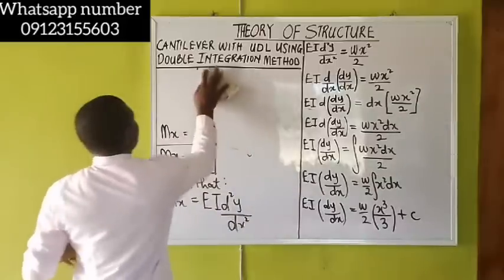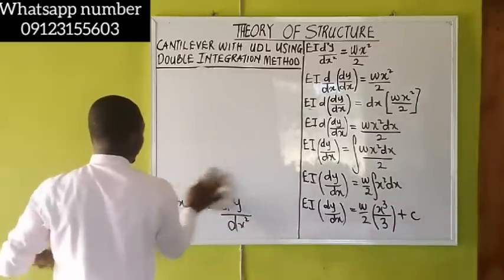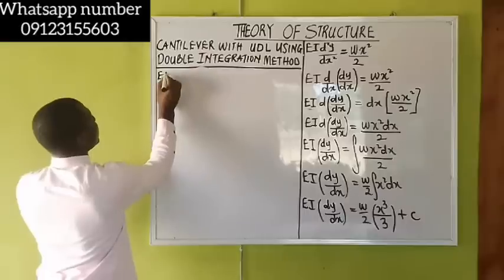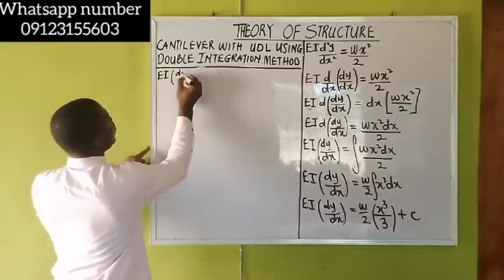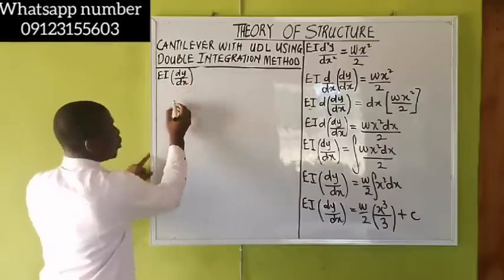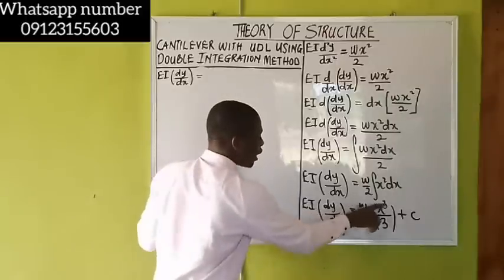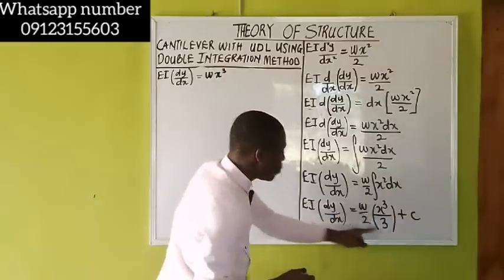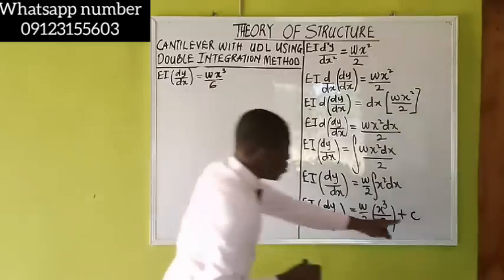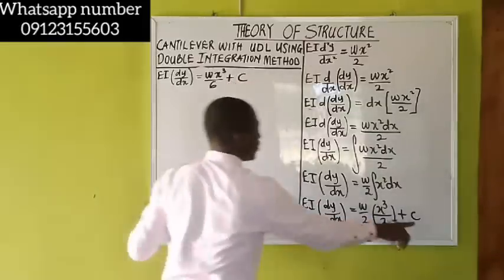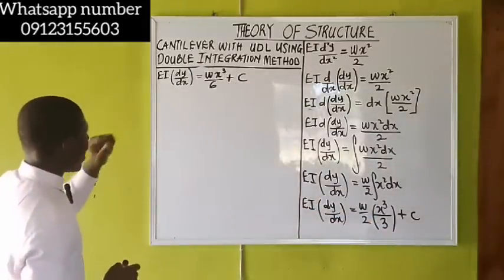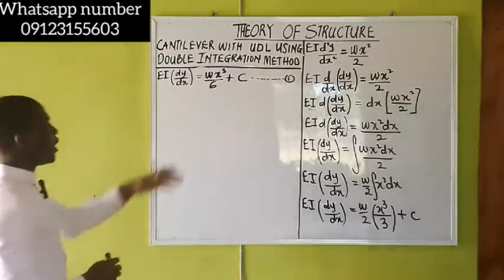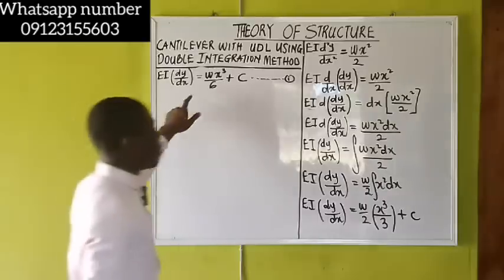Now at this point, if I simplify, I'll be having my first equation. EI into dy over dx is equal in value to W times x squared becomes Wx cubed, over 2 times 3 becomes 6, plus c. At this point, call this equation 1. Here is my first equation.